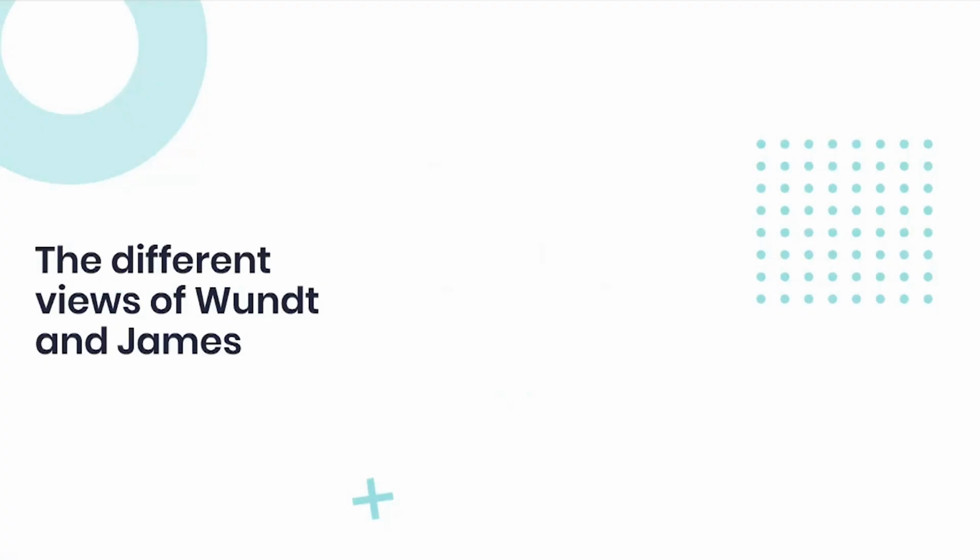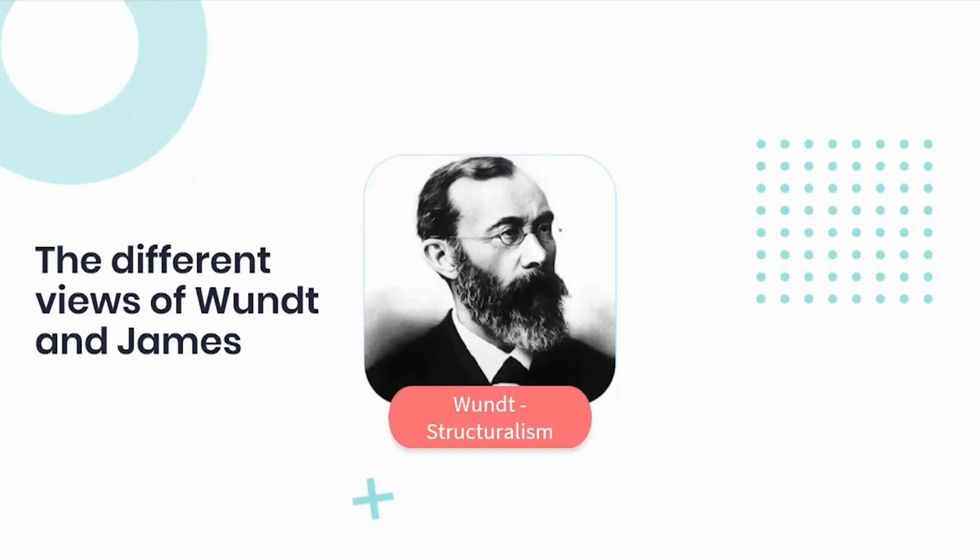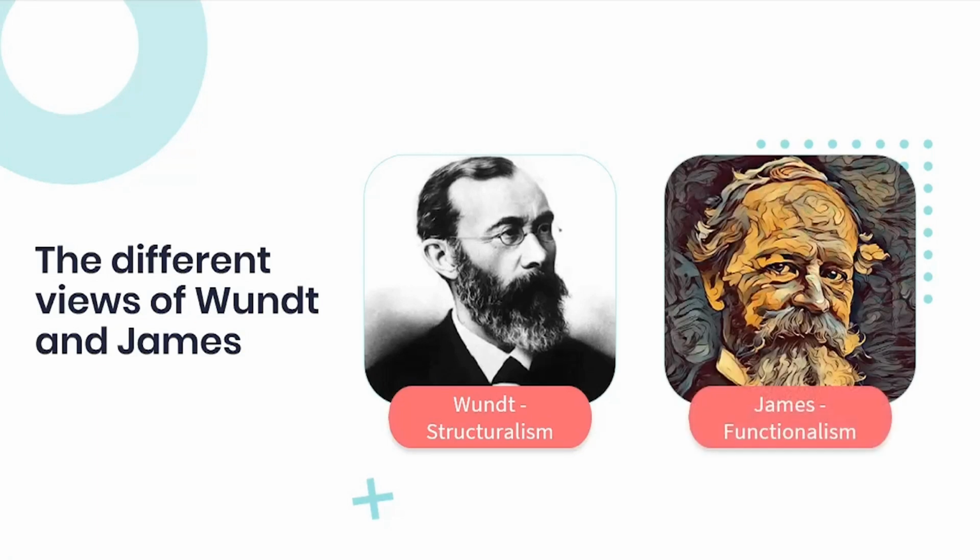Now that I've briefly introduced you to Wundt and James, let's consider their different viewpoints. Wundt is known for structuralism, and he started in Europe. And James is known for functionalism, and he started psychology in the United States. Structuralism and functionalism will be discussed in the next section of our lesson under the major schools of thought of psychology. But let's consider Wundt and James's core beliefs first.